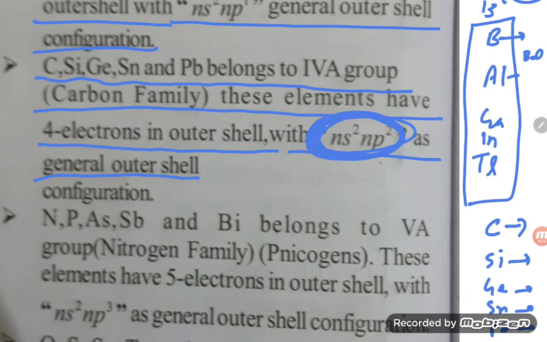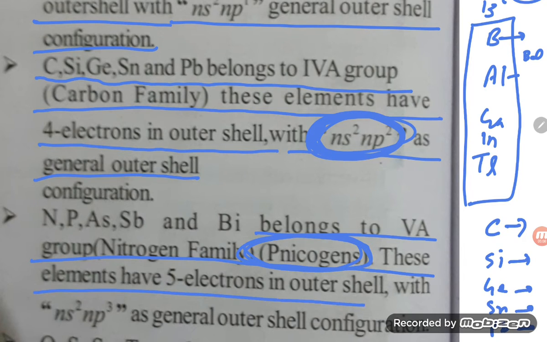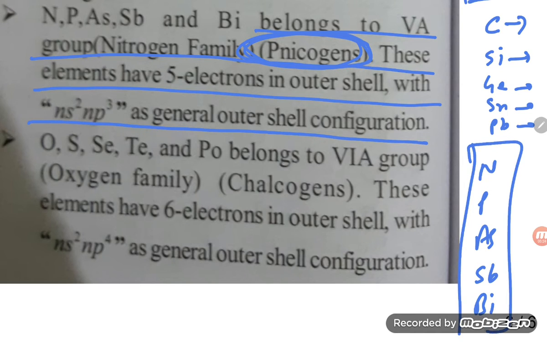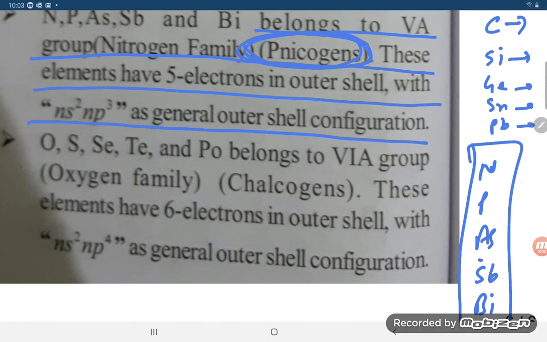Next one is N, P, As, Sb and Bi. Nitrogen, phosphorus, arsenic, antimony and bismuth belong to the 5A group, the nitrogen family, known as the pnicogen family, students. These elements have 5 electrons in the outermost shell with ns2 np3 configuration. Now, how to memorize these names, students? 'Nepal, Pakistan, Australia, sab bimar.' Like that you can memorize in Hindi.